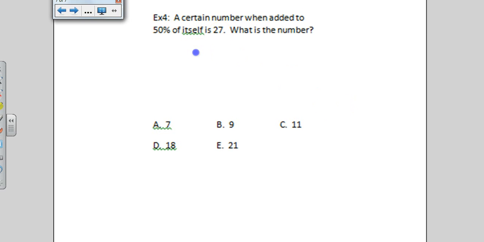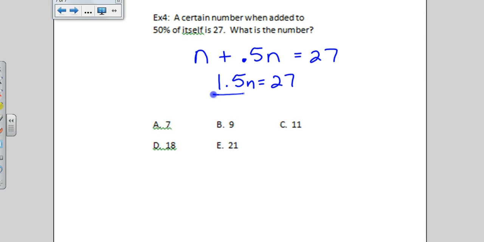So I'm going to take this number, which I'm going to call n, and then to add it to 50% of itself, 50% of itself would be 0.5n. And the result is 27. So I've got 1n plus 0.5n. So I've got 1.5n equals 27. And when you divide by 1.5 on both sides, that's the same thing as multiplying by 2/3. So the answer is 18.